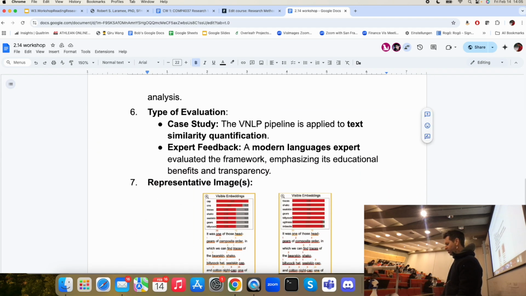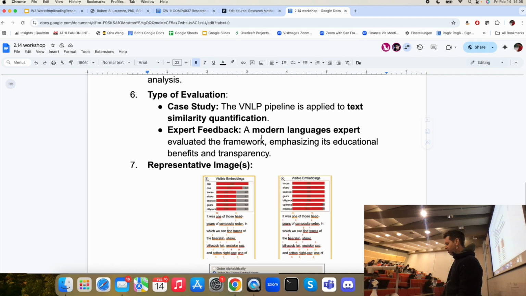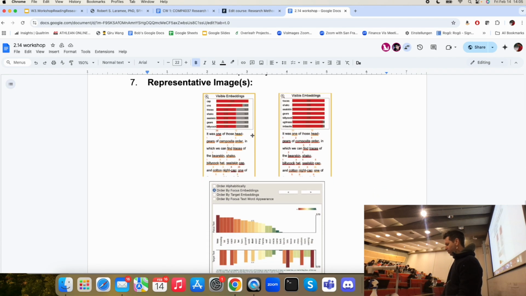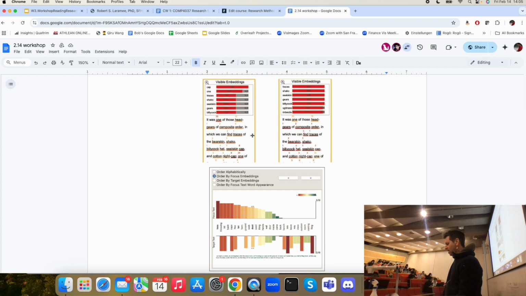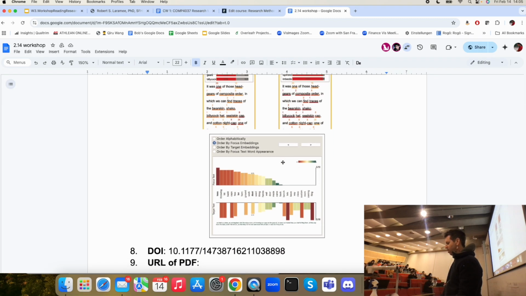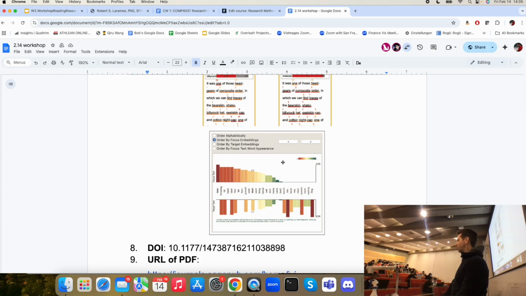Type of evaluation, case study. Yes, that's correct. Representative images. I don't think these are the world's best representative images. There's an image that shows like an overview of the whole system, and I think that would be a good choice, but this is fine. You're not really going to get scored on the representative images. You'll get points for including a representative image, and you'll get points deducted for missing it. But the exact one you choose, you won't be scored necessarily.